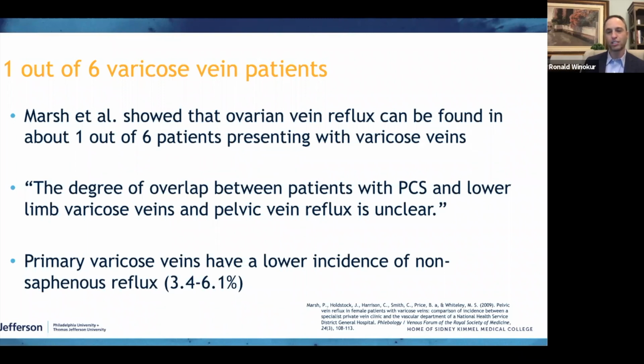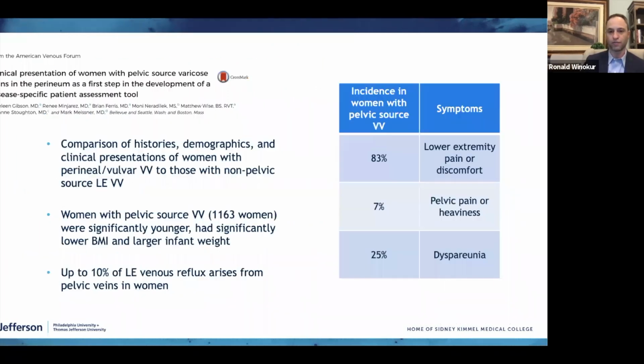And many patients, because they're coming to you as an interventional radiologist and you're really a vein specialist, they're there to see you for varicose veins. They don't even think to present to you about their pelvic pain symptoms. So it's important to ask. And there's definitely a degree of overlap between pelvic venous disorders and lower limb varicosities.